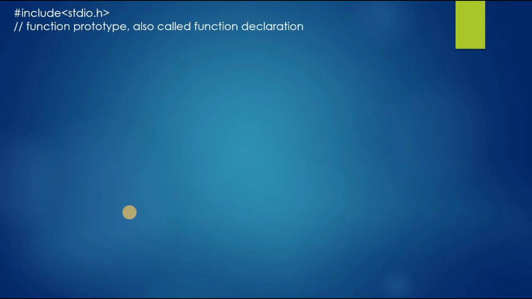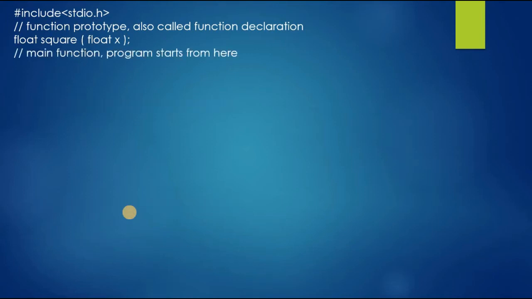Now we will see a program. First we declare a preprocessor command. Then our function declaration will be there. We are declaring here float square, and the argument is float x, which comes inside the brackets. Now we are writing our main function. Our main function is int main.